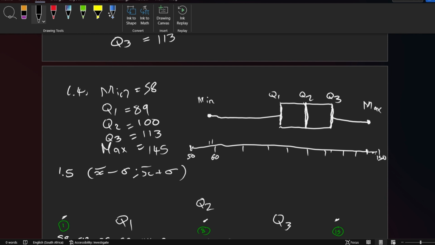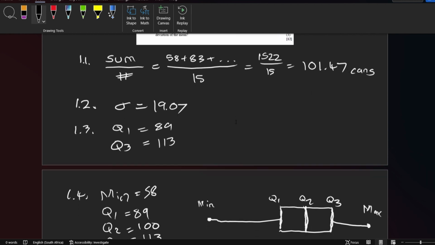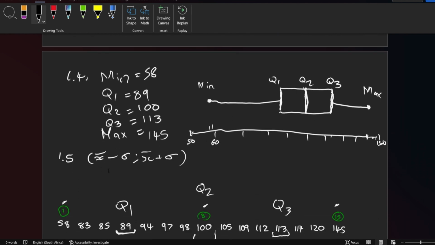So we already know that our mean is 101.47 and our standard deviation is 19.07. So we'll say 101.47 minus 19.07 and we should get 82.4 for the first part of the interval, and then we should get 120.54 as the second part. So that is our first standard deviation interval.